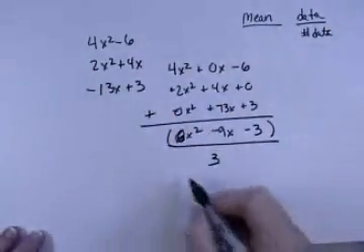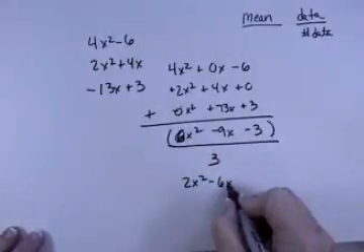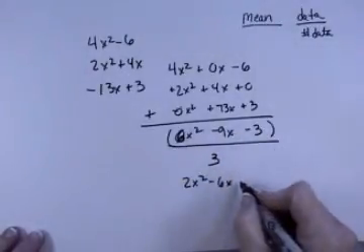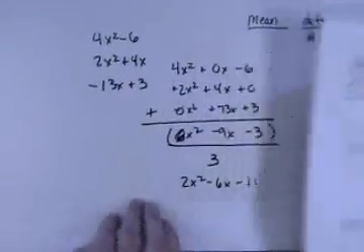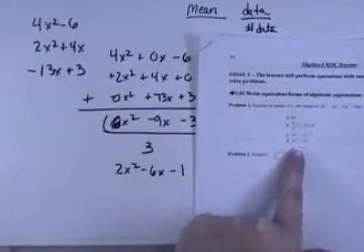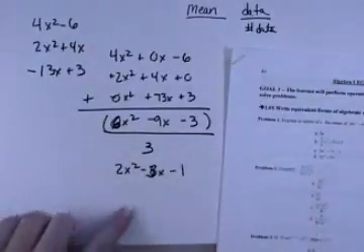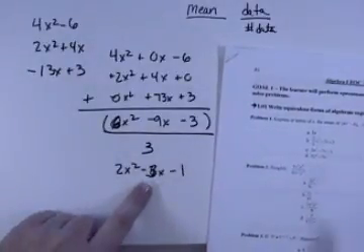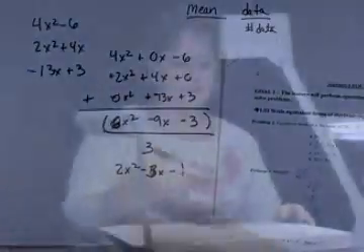So 3 goes into 6x squared how many times? 2x squared. 3 goes into 9x, 3x, and 3 goes into 3, 1. And as one of our choices, you can see it, one of our choices is 2x squared minus 3x minus 1. See, aren't you glad a math teacher's helping you do this math? So that's option C. Okay?